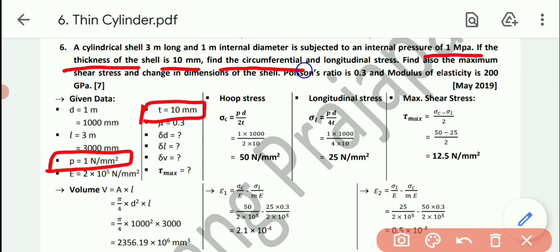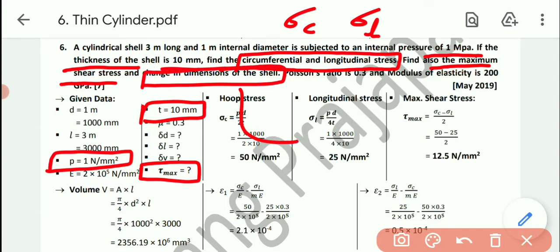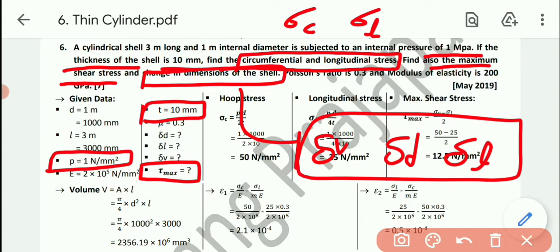Find circumferential and longitudinal stresses, meaning sigma C and sigma L. Find also the maximum shear stress, that means tau max, and the change in the dimensions of the cell. Now change in the dimensions means we can say change in volume, change in diameter, as well as change in length. So these are the changes we need to calculate. While in the previous example they asked us only the change in the capacity of the cell, meaning only delta V.